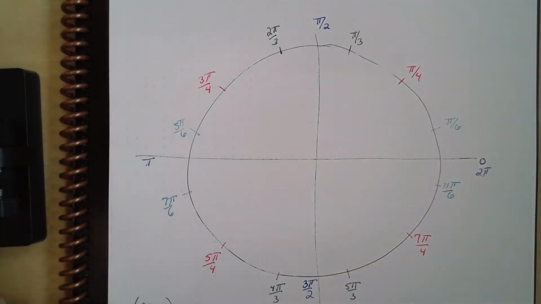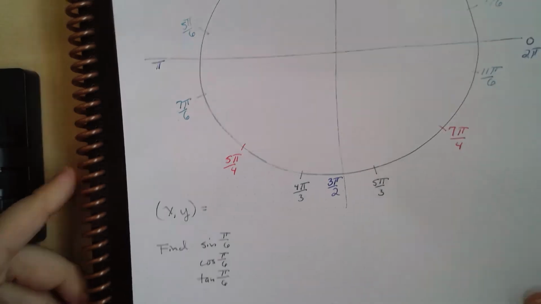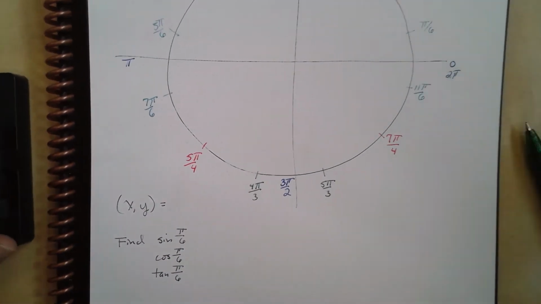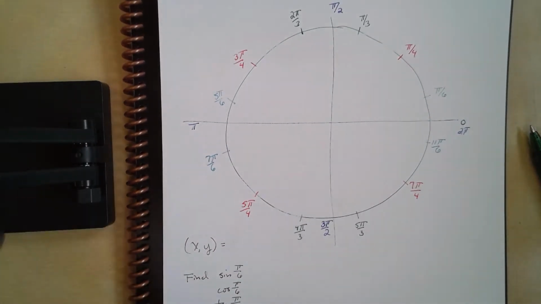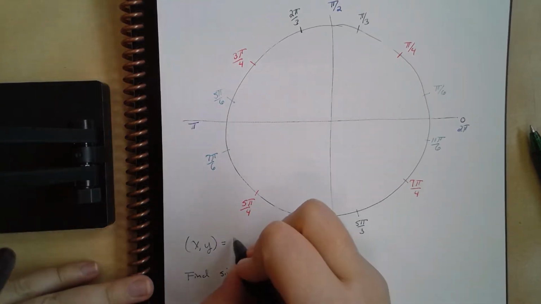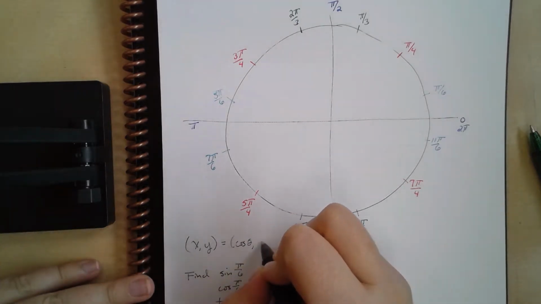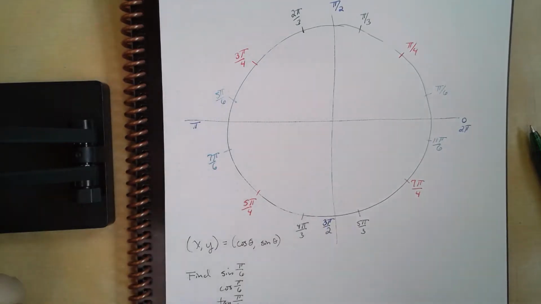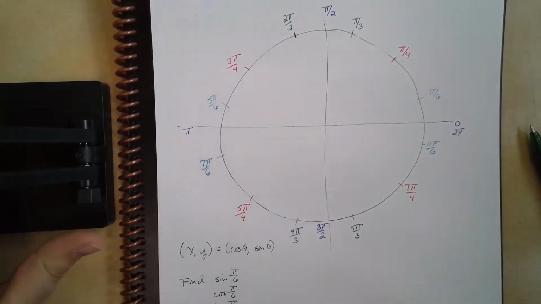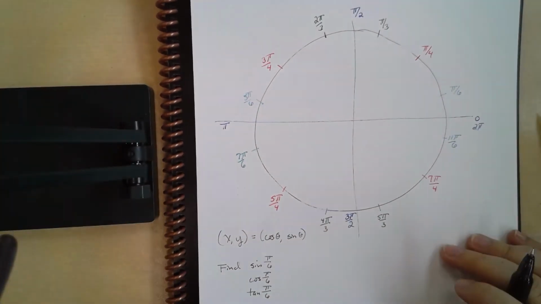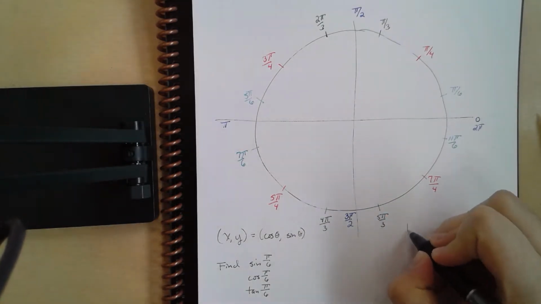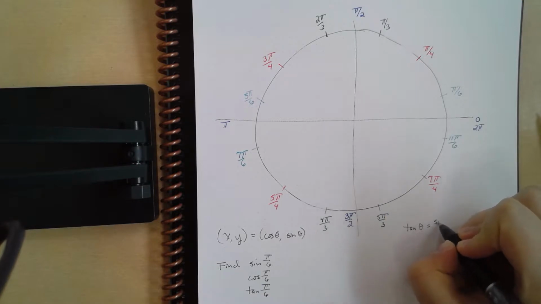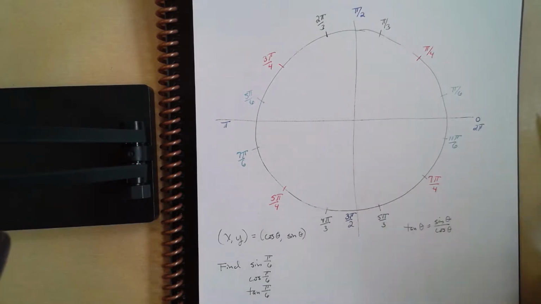So this is our unit circle, and this is how we're going to calculate values of sine, cosine, and tangent. So let's look down here. If I'm asked to find sine of pi over 6, cosine pi over 6, tangent pi over 6, well, there's some information I need to know before I dive into that. X and Y can be thought of as cosine theta, comma, sine theta, when we're talking about trigonometric functions and radians. And also, when we talk about these, tangent, I want to mention that tangent of theta is equal to sine of theta over cosine of theta.